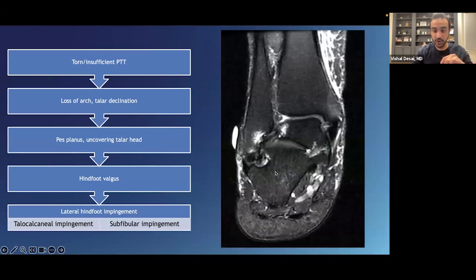As you go into a severe valgus deformity of the hindfoot, the calcaneus may start to articulate with the lateral malleolus, and that is subfibular impingement. Similarly, you'll see bone marrow edema and cystic change across that region.